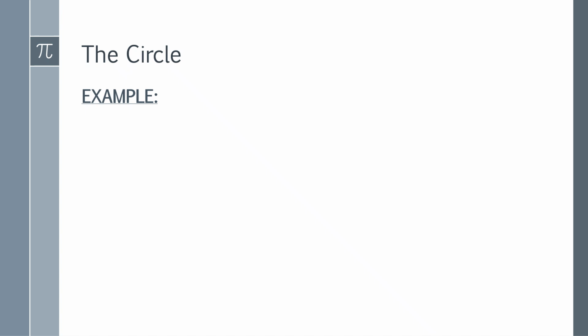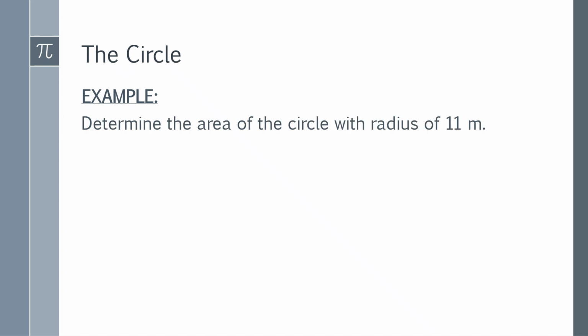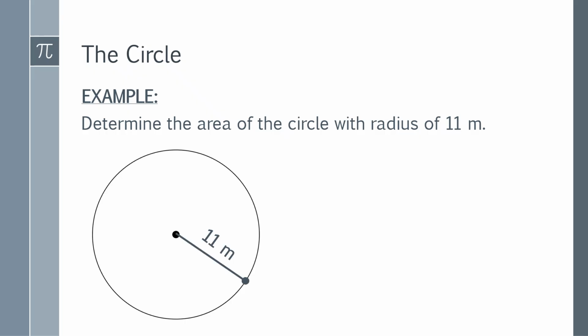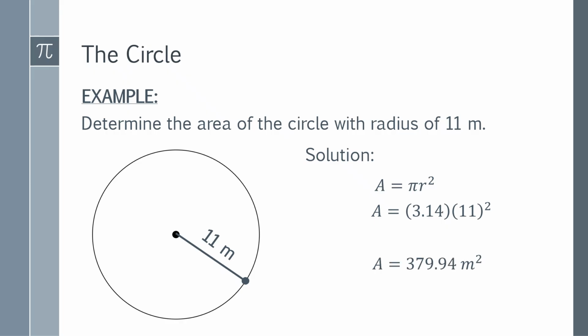Next example. Let's say, determine the area of the circle whose radius is 11 meters. So we are finding the area of the circle. So we have here a diagram of 11 meters. So for the solution, we always have to use area is equal to pi r squared. And pi will be converted into 3.14. So the area is 3.14 times 11 squared, which is 3.14 times 121, is 379.94 square meters.